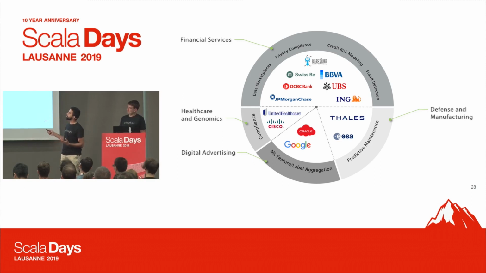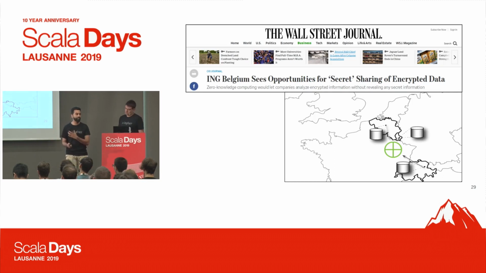So let's go into one of the bank cases. This is a case that we studied with ING. It's simple. ING is a bank. It has very rich customers in some of the richest countries in Europe. And what it wants to do is build some sort of credit scoring model on all its clients. But the problem is the user data can't cross a country because of various laws.